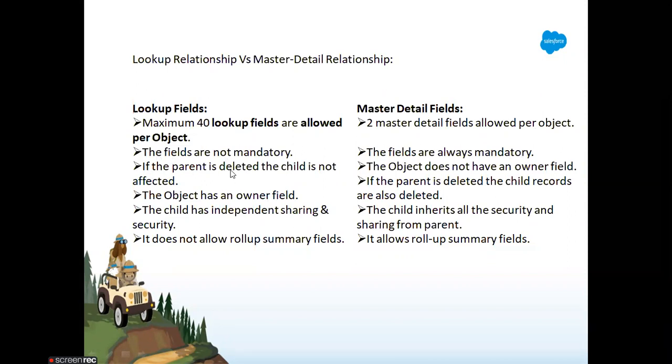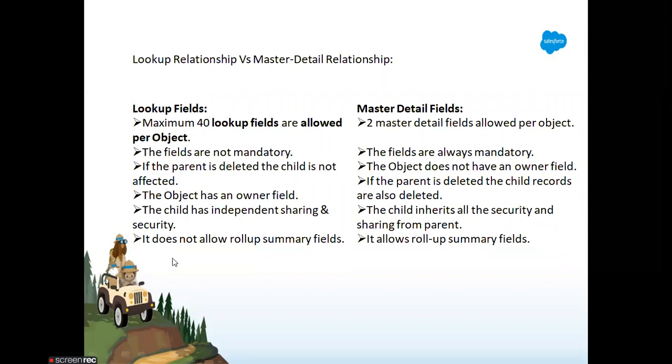If the parent is deleted in the case of lookup, the child is not affected. But in the case of master detail, when you delete the parent record, the child record is also deleted. And in the case of lookup fields, the child has independent sharing and security rules. But in the case of master detail, the child automatically gets the security and sharing settings of its parent, right?